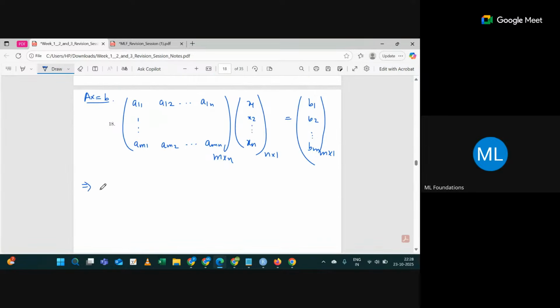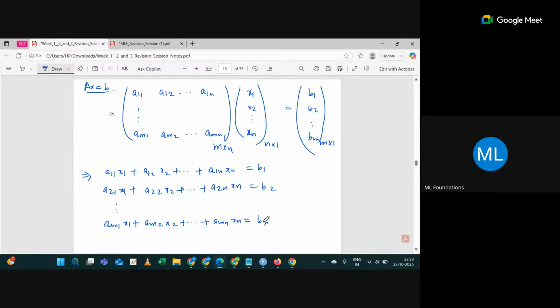Now, how will you solve this? Can I write A11, A21, Am1 into x1, plus A12, A22, Am2 into x2? If this is confusing for you, how will you write this one? You will write A11 x1 plus A12 x2 plus so on, A1n xn equal to b1. A21 x1 plus A22 x2 plus so on plus A2n xn is equal to b2. Similarly, Am1 x1 plus Am2 x2 plus so on, Amn xn equal to bm.